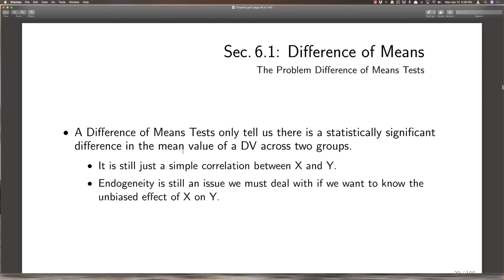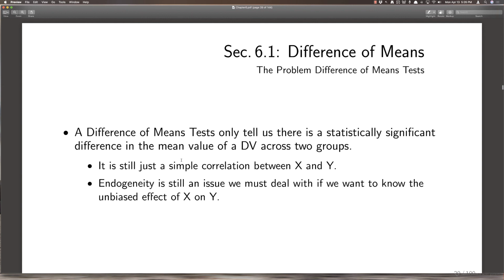We get to use all the same technology. The interpretation of beta 1 hat is exactly analogous. It's the difference, but it's a 1 unit increase, which is going from not being in the group to being in the group. So it is very helpful. And the big bonus is the measure of statistical significance is interpreted in exactly the same way.